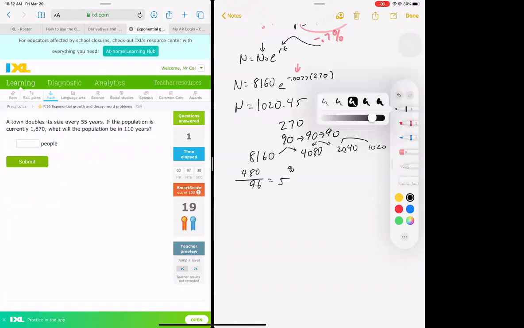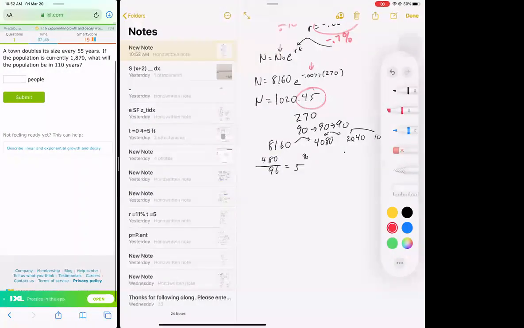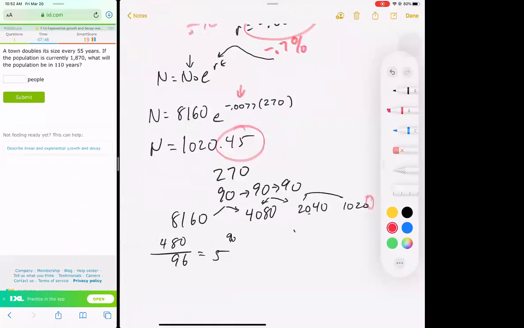So real quick here, the reason why our answer back here was not the same here is because of the round-off error. Remember this decimal kept on going, 0.0077... That's how we ended up with this extra 0.45.